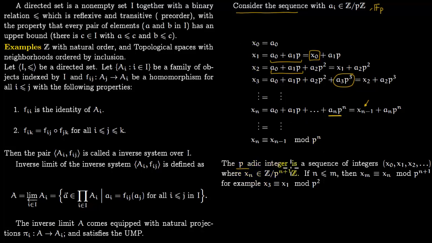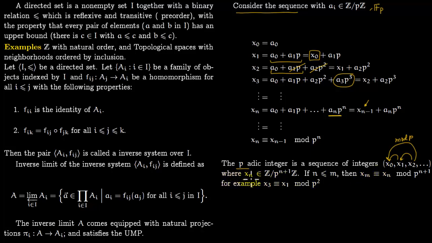So this p-adic integer is a sequence of integers like this. You mod out by p, you get x0. You mod out by p again, you get x1. Obviously, you can go from here to here by modulo p squared. You get x1, then modulo p again. So if I reduce x2 modulo p, this thing will go away and you are just left with a0, which is x0.